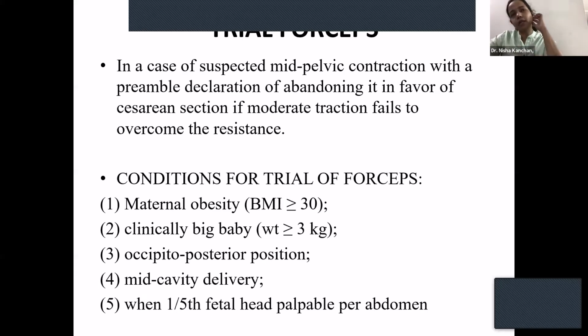This is like a trial of labor when there is a moderate borderline pelvis and you're trying to deliver the baby. In the same way, in a borderline pelvis, you give it a single try, and if it doesn't work out, you abandon it in favor of cesarean section. If moderate traction fails to overcome the resistance.